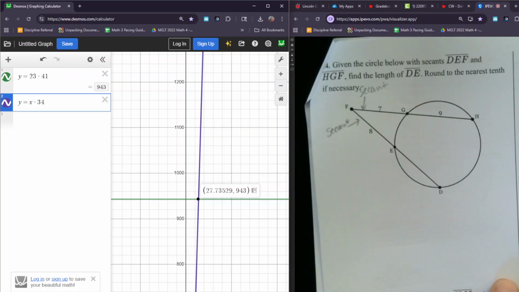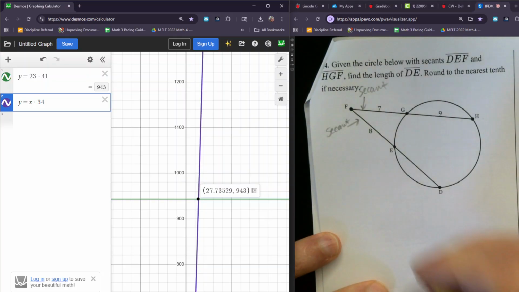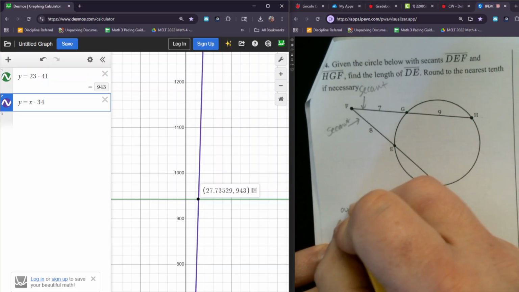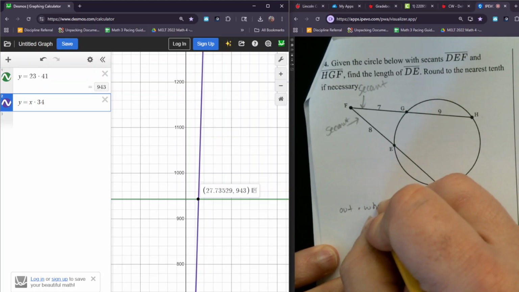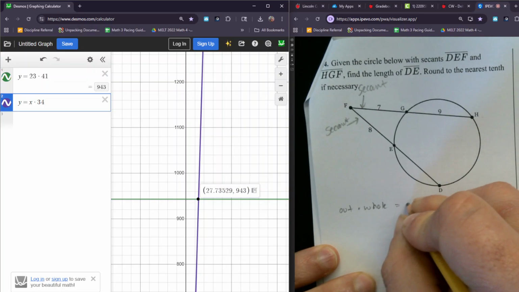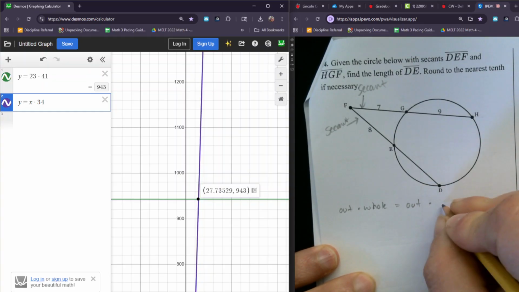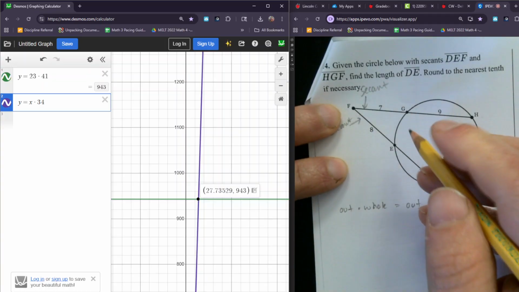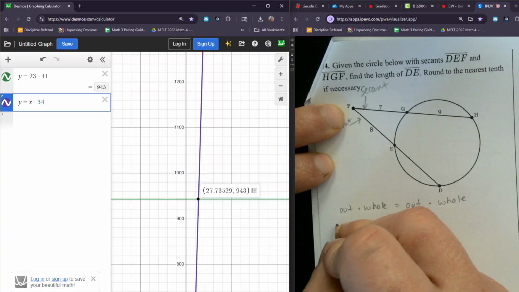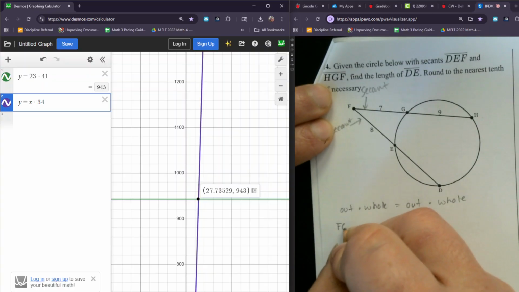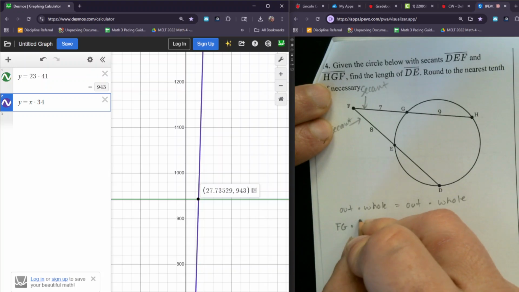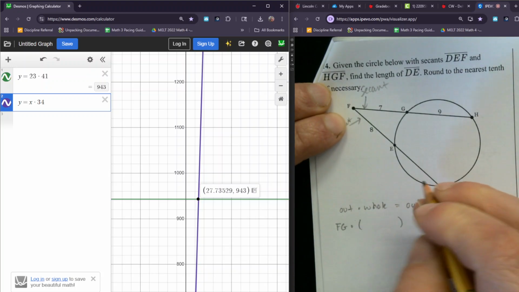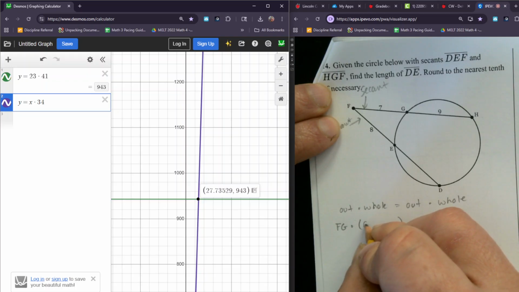All right, now, secant. That's outside times whole. Equals outside times whole. Out means outside. So starting with this guy here, outside is FG. Remember, you gotta show all this. FG.